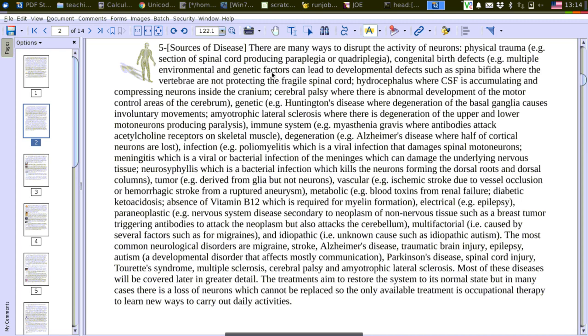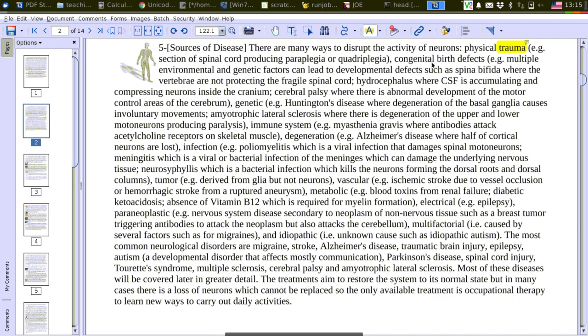For disease, there are many ways to disrupt the activity of neurons. One example would be trauma. You can have a physical trauma. For example, you can have a section of the spinal cord, and that will produce paraplegia if it's in the thoracic region, or quadriplegia if it's in the cervical region.